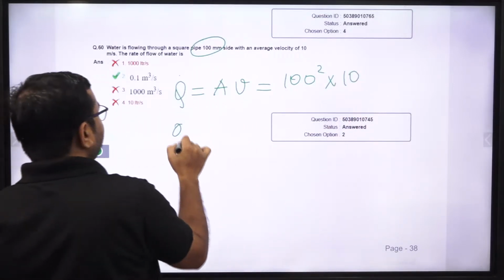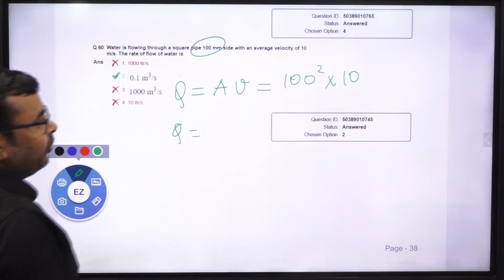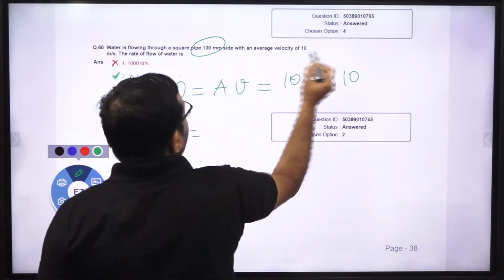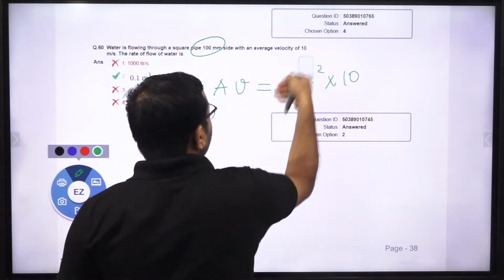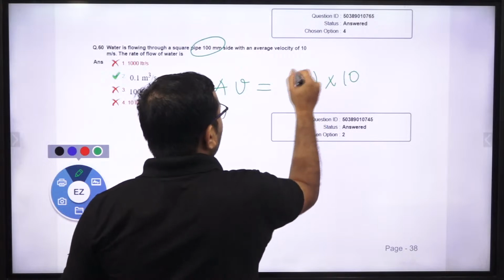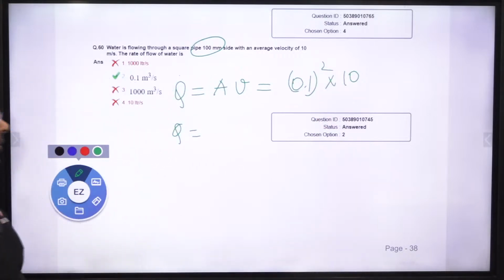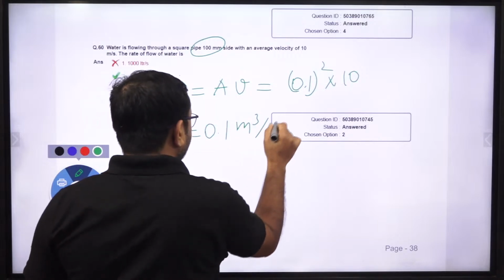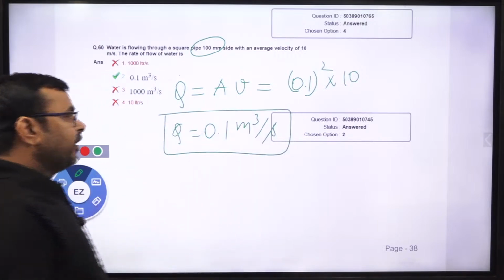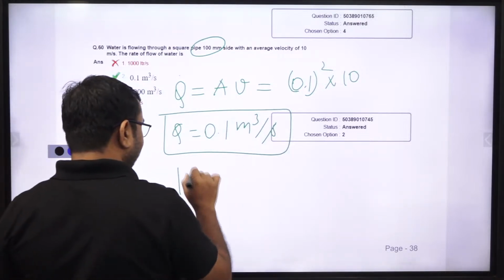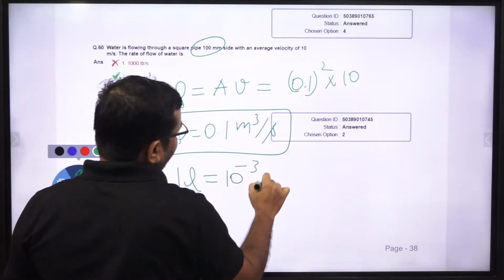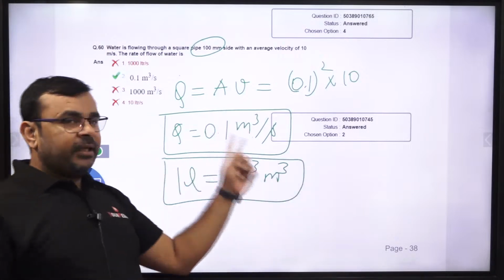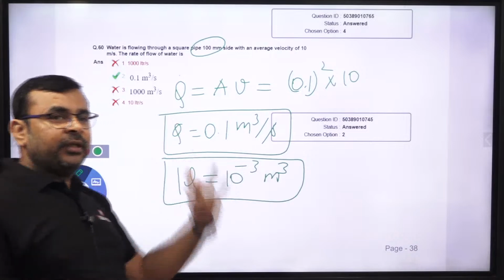So simply it can be written as 10,000 into 10, and if we convert this into meter, since this is written in millimeter, I can say this is 0.1 whole square into 10. If you solve this, you will get 0.1 meter cube per second. Yes or no? And one more thing, you must remember 1 liter is 10 to the power minus 3 meter cube. If you need to convert meter cube into liter, then with the help of this relation you will change it.